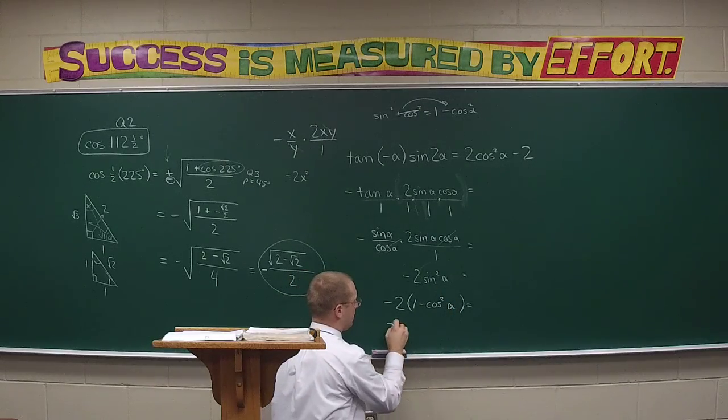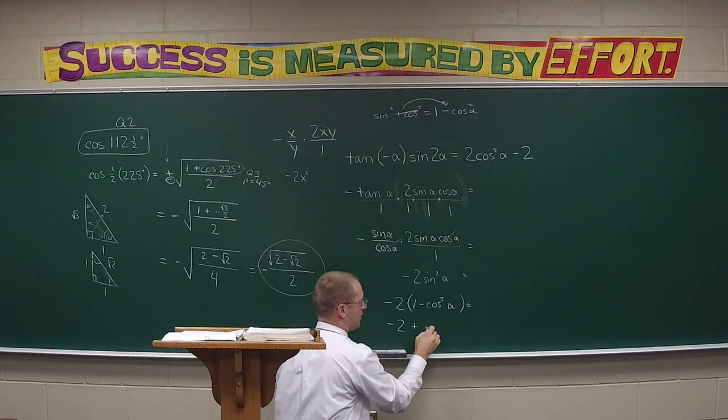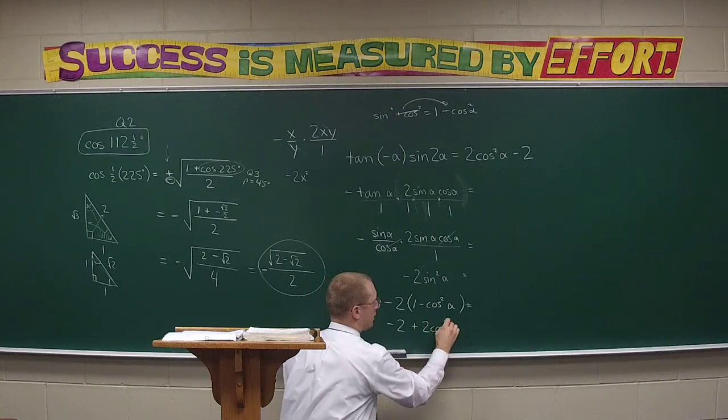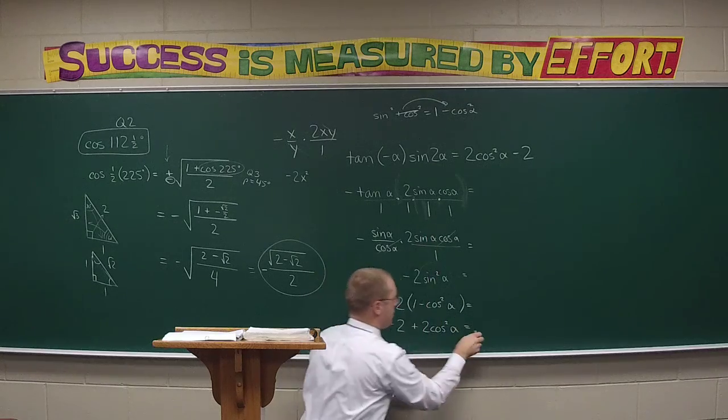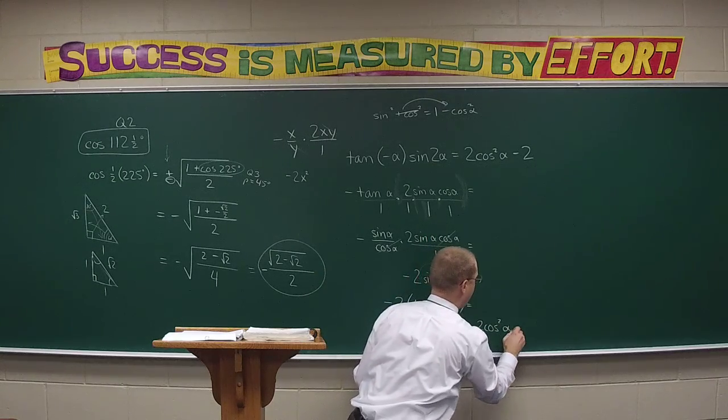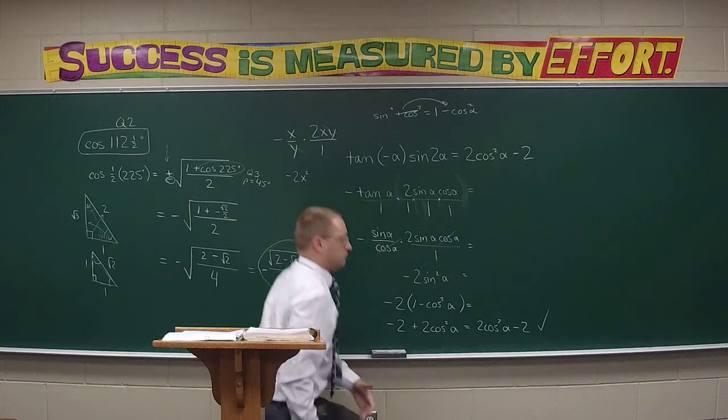To get negative 2 plus 2 cosine squared of alpha, and that is the same thing as 2 cosine squared alpha minus 2.